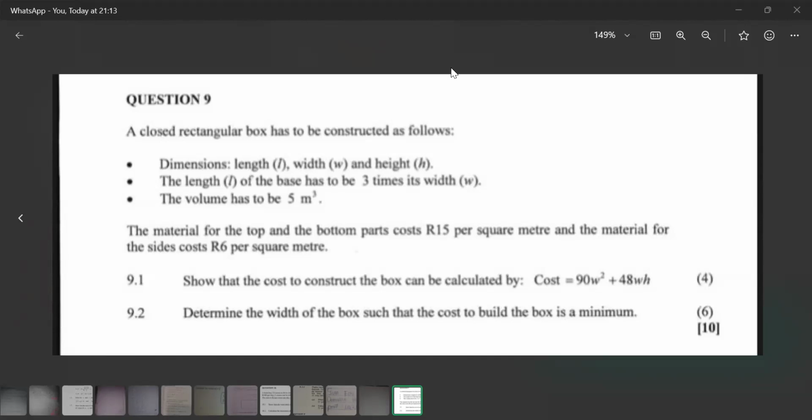And here they say, please show that the cost to construct this box can be given by the formula 90W squared plus 48W times H. And this is for 4 marks. And after you have successfully done that, then they say, determine the width of the box such that the cost to build this box is a minimum. Well, it's a very good question. So let's give it a good look.